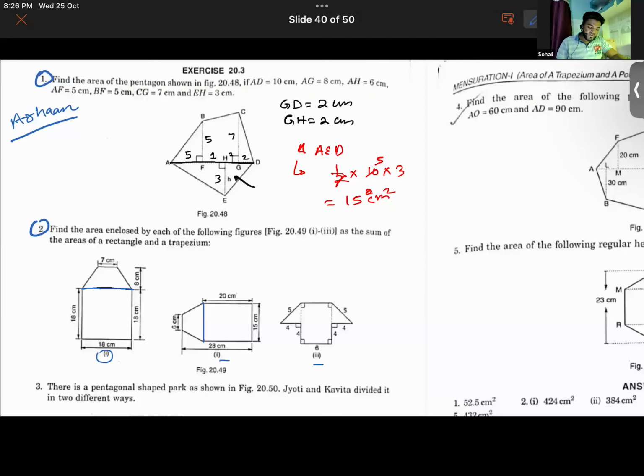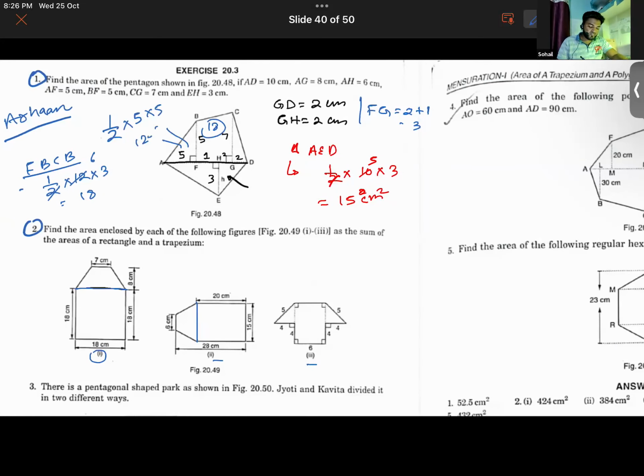Now, in this one, we can see that we have got two triangles and also this trapezium. The lengths are given and the distance between them is also given. So FG will be 2 plus 1, that is 3. Now for this trapezium FGCB, it will be half times 12 multiplied by 3, so that is 18. And this one will be half into base, that is 5 into 5. That is how much? 12.5.